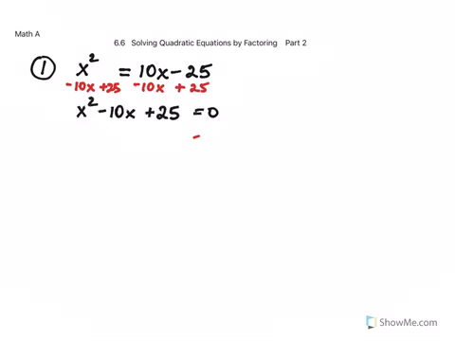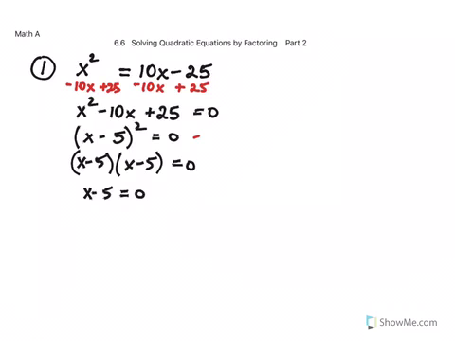Once I have this quadratic equation with 0 on the right-hand side, I know that I should attempt factoring the left-hand side. This trinomial is the perfect square trinomial, which factors into x minus 5 quantity squared. Remember that this means the repeated factor of x minus 5 is there.